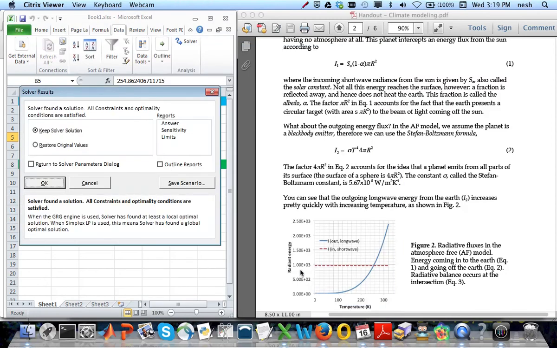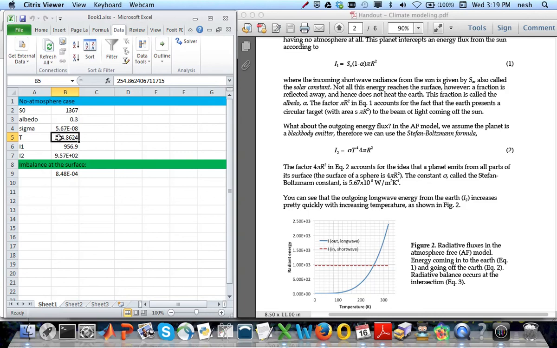And okay, it found a solution. Let's see if it was a good solution. Well, it found 254.86 degrees Kelvin, and that looks pretty good here. It's around 250. That's what I already knew the solution would be. And it's found an imbalance at the surface of some pretty small number, 10 to the minus 4, and that's good. So we have used Solver to solve the problem of the atmosphere free radiative balance climate model.